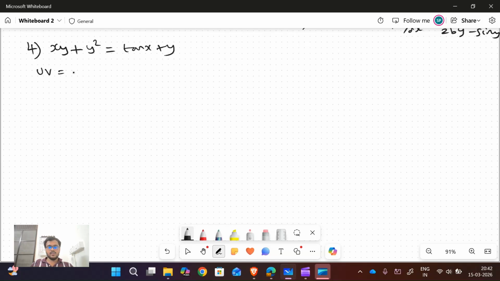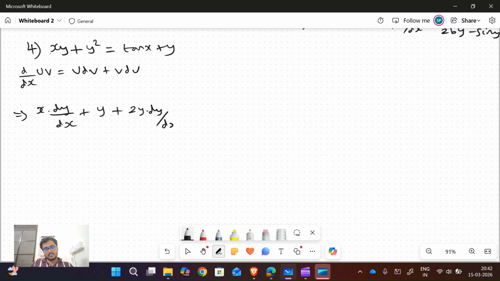I'll just tell you here, d of uv is equal to u dv plus v du. I mean the differentiation of this. Okay, this is the formula. So now you will get x dy by dx, keeping x as a constant, differentiating y, plus y, keeping y as a constant, differentiating x with respect to x is 1 only. So y square, if you differentiate, 2y dy by dx. Understood? Tan x differentiation is secant square x. This is all you have to remember.